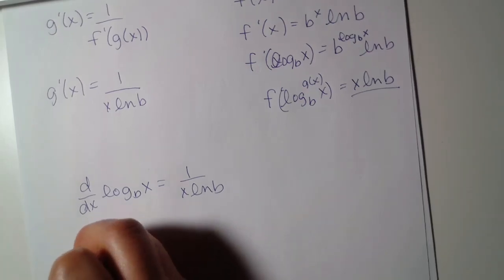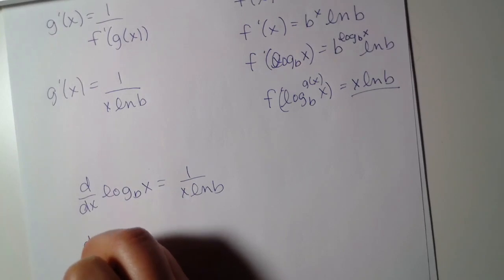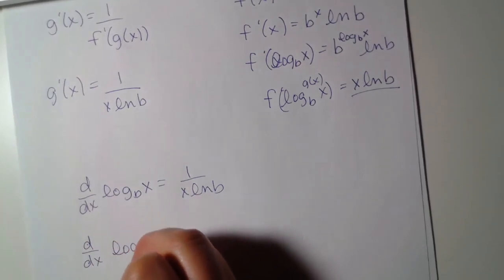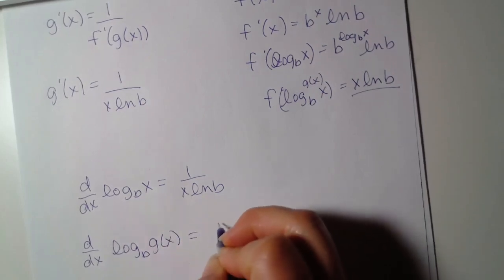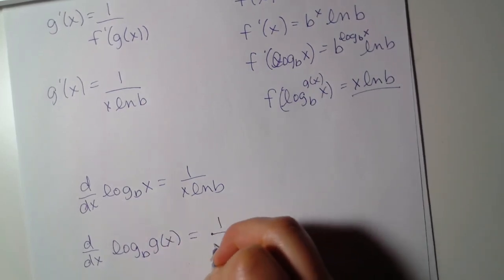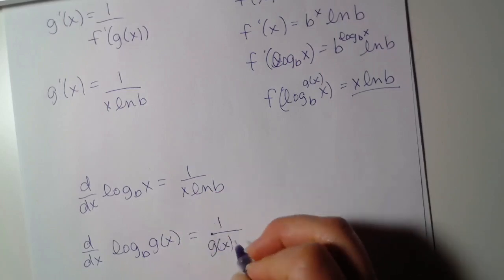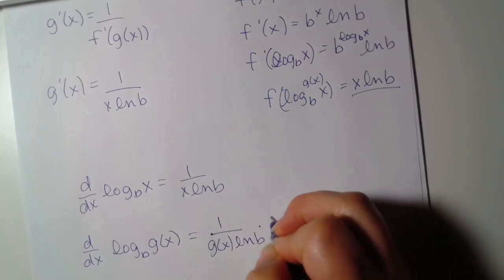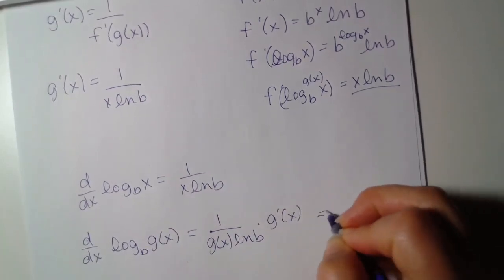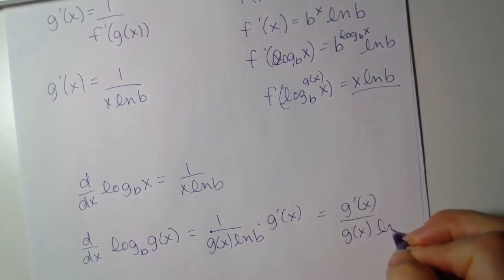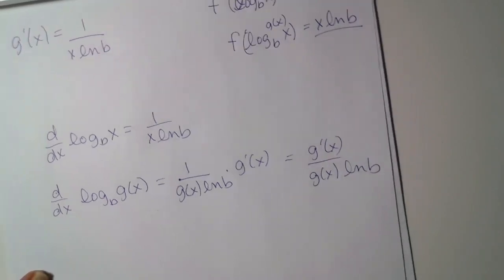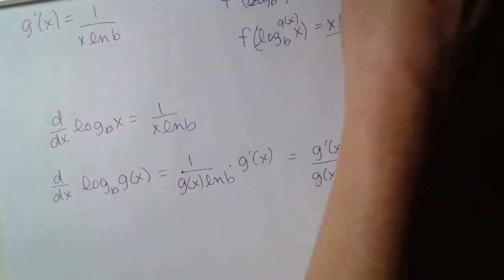Okay, and then also if I have a chain rule situation, the derivative of log base b of g of x would just be 1 over g of x ln b, times g prime of x. So we could write it as g prime of x over g of x ln b. Okay, so let's just work some examples.